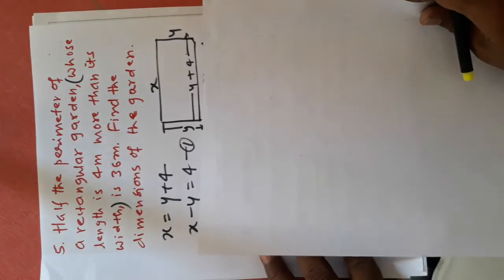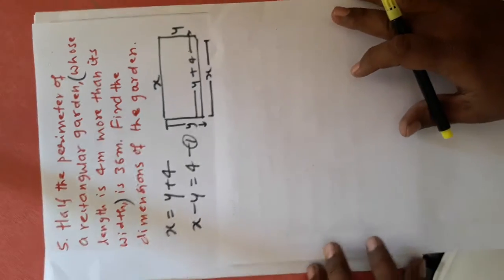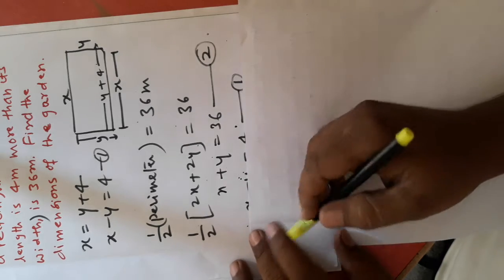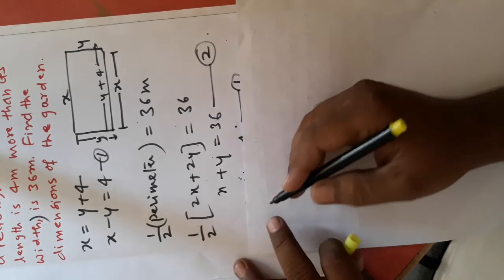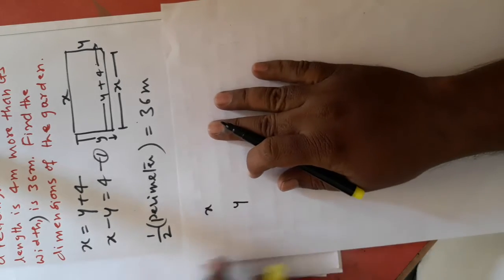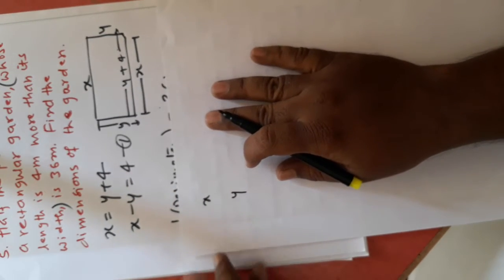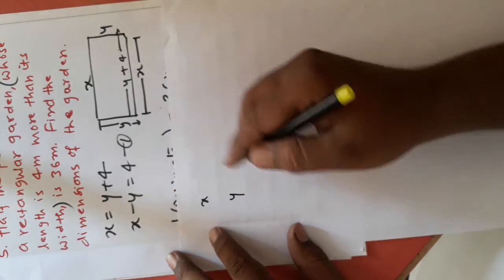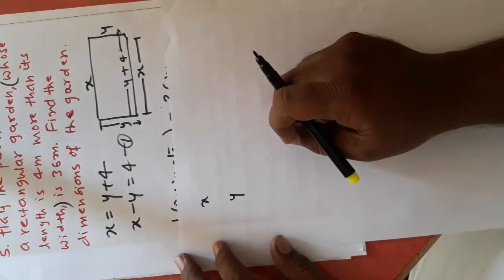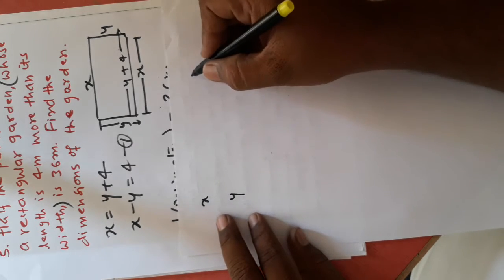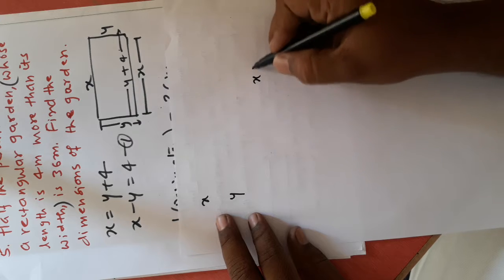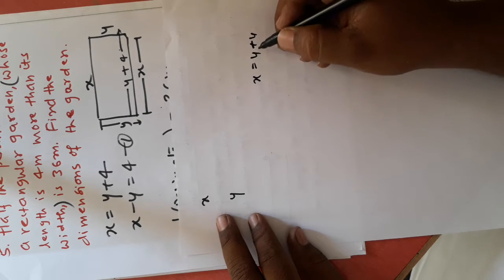Then after this, again I formed these equations. We will take x values and y values for the first equation. What is my first equation? x is equal to y plus 4, and x minus y is equal to 4. x is equal to y plus 4 is there.